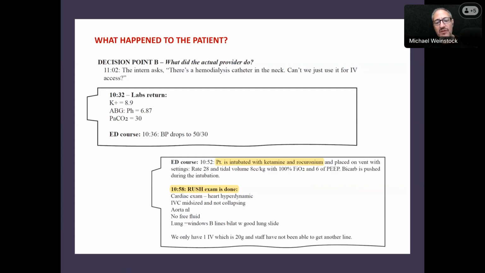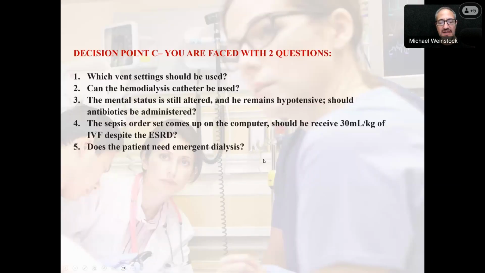Now, Mike, you had mentioned the rush exam. So they show that the heart is hyperdynamic, the IVC midsize, not collapsing, aorta normal, no free fluid, and the lung, it's at the bottom of the screen here. So they do decide at this point to intubate the patient. They use ketamine and rocuronium. And let's just move to our next decision point.